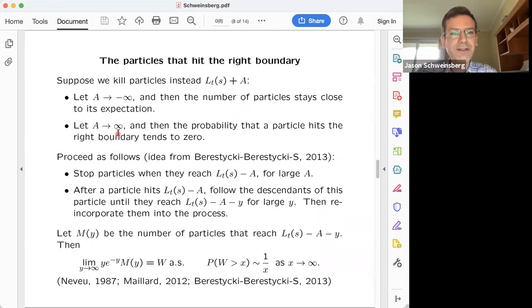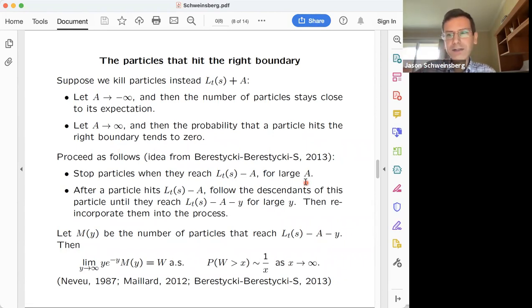On the other hand, if we choose a to be a large positive number, then the number of particles killed at the boundary does tend to 0, but the variance of the number of surviving particles gets large relative to the square of the expectation. So we need another approach to truncation. And what we'll do is to stop particles when they reach L_t(s) minus a, where a is a large positive number. So this gives us good control over the particles that do not reach the boundary.